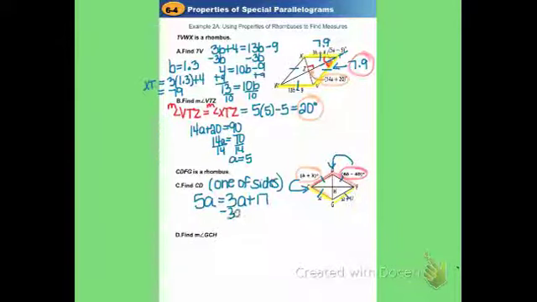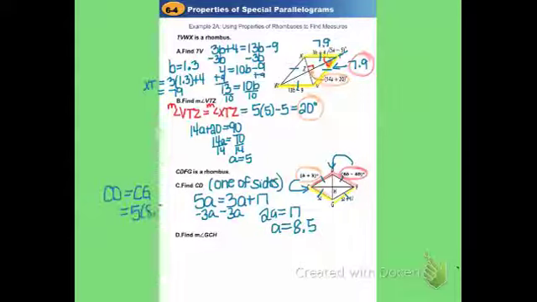So I'm going to subtract 3a, and then we're left with 2a equals 17, and that means a must be 8.5. Well, now to find the length of CD, I know that CD is equal to CG, so I'm just going to find CG and they'll be equal. So that means it's going to be the same as 5 times 8.5. Now the next one wants me to find the measure of GCH.